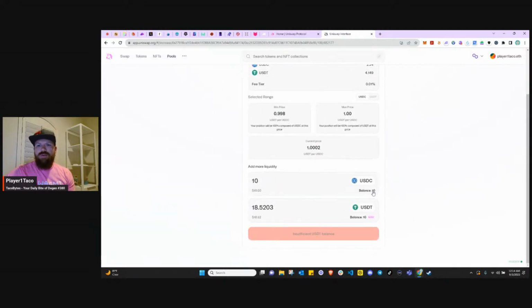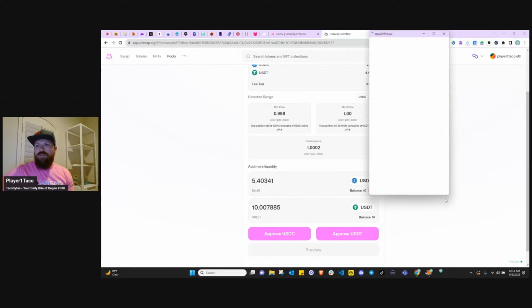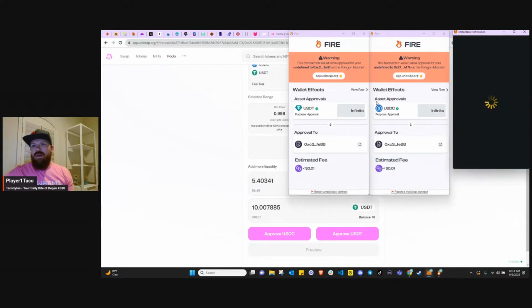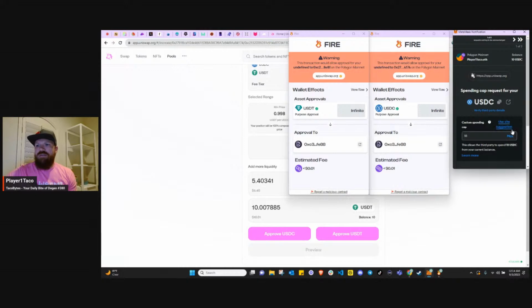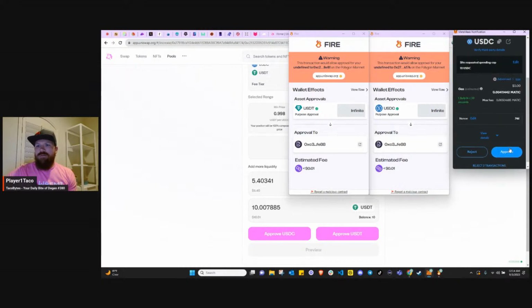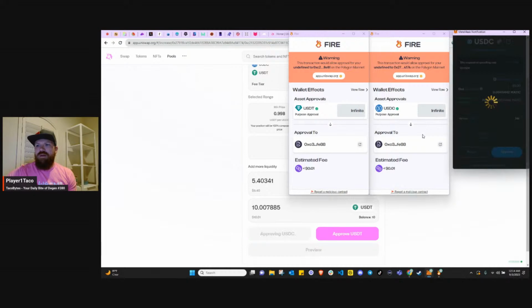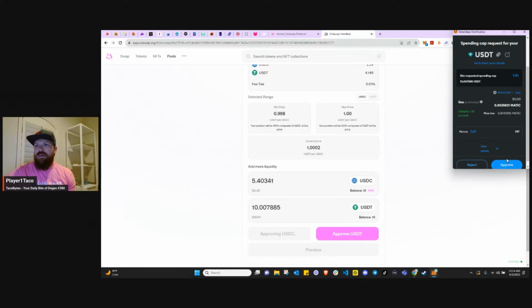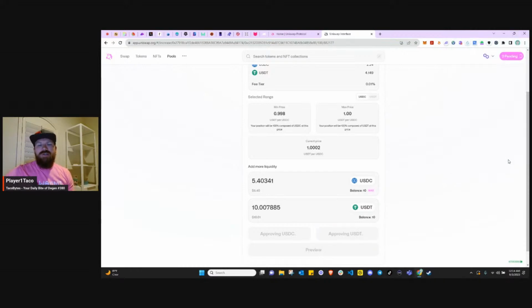So we'll just do a max piece of what we can. As you can see with USDC, we would need $18 of USDT. So we'll do a max USDT of $10, and that adds $5.40. We need to approve both. As you can see, we have our wallet extension showcasing what we're trying to do. It says infinite, but we changed this, as you can see, to a cap of what we're only trying to do in this transaction.